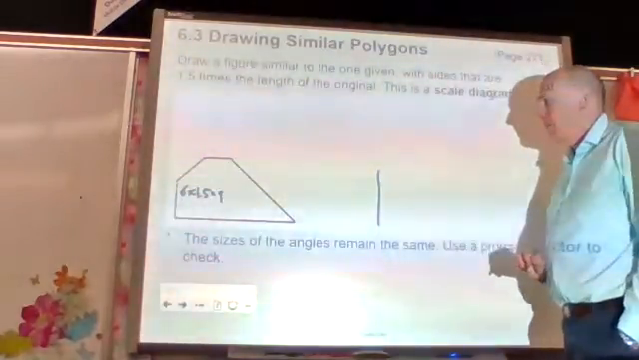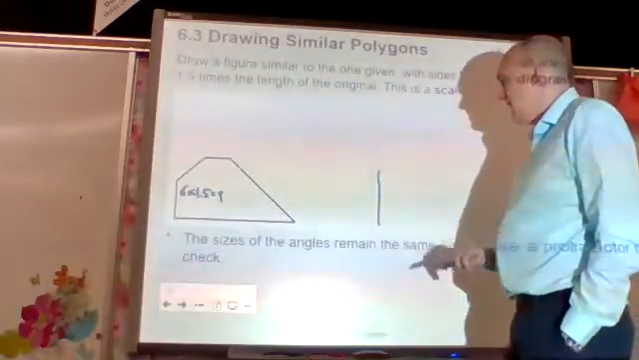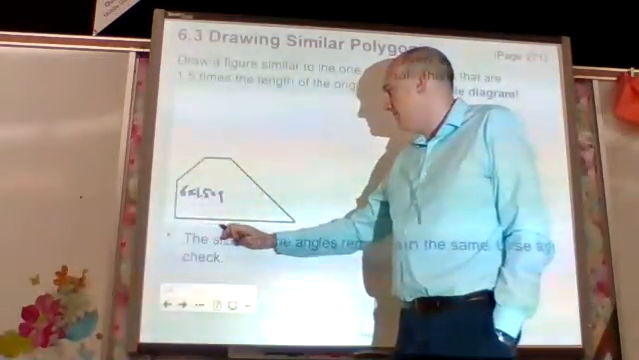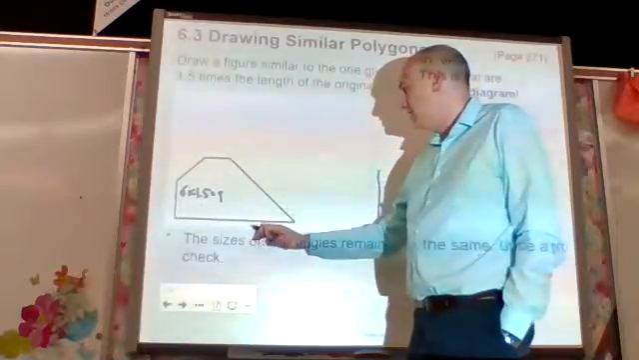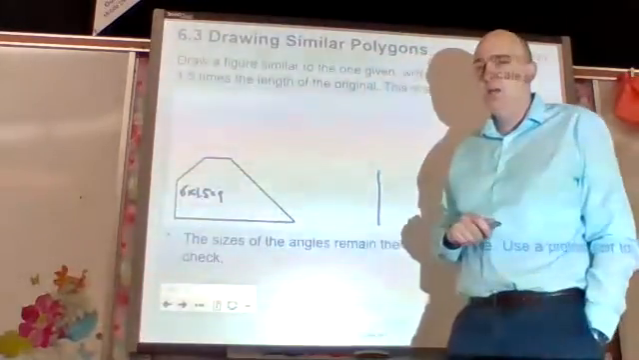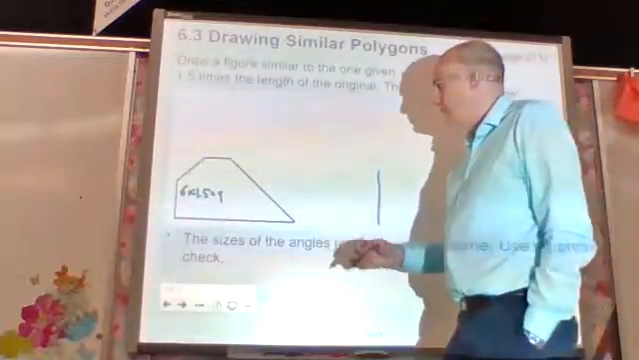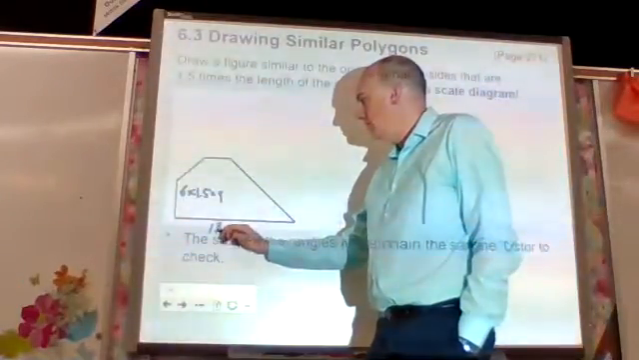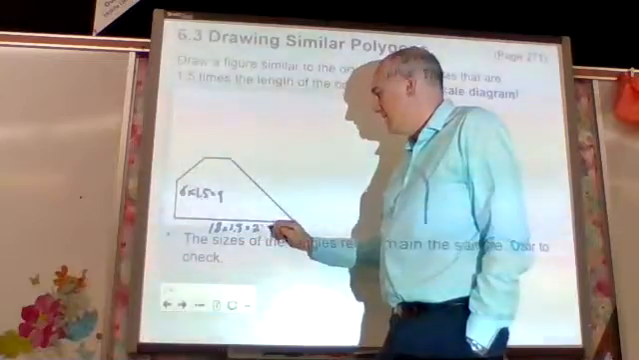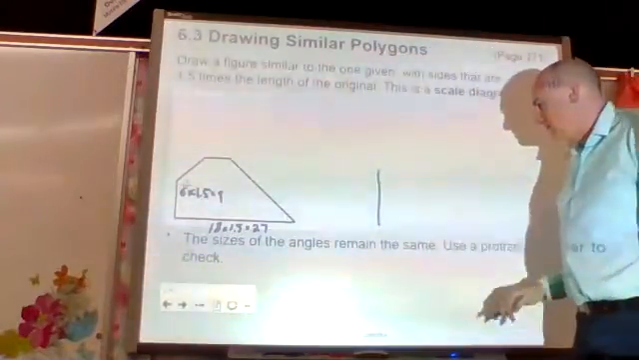Okay. And so this is 9 high on this one. The bottom is 1, 2, 3, 4, 5, 6, 7, 8, 9, 10, 11, 12, 13, 14, 15, 16, 17, 18 long, times 1.5 equals 27. So we're going to have to count off 27 along the bottom.